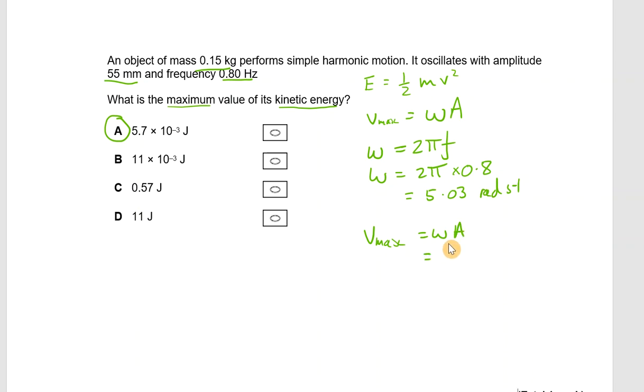So my maximum velocity is, I've got 5.03 radians per second for my angular velocity. My amplitude is 55 millimeters, which is 55 times 10 to the minus 3 meters, always working in standard units of course, and I get a maximum velocity of 0.276 meters per second. Now I can finally use my kinetic energy equation.